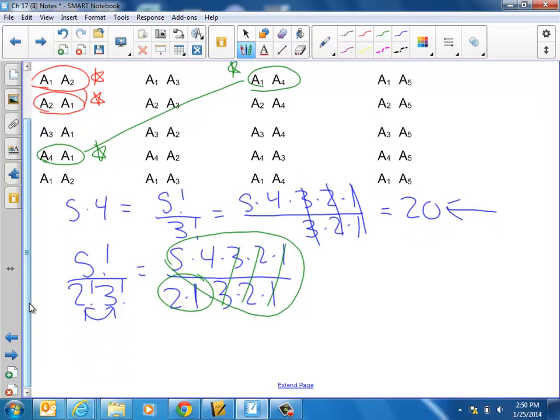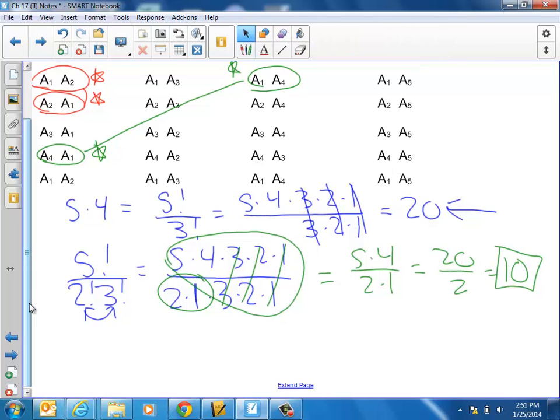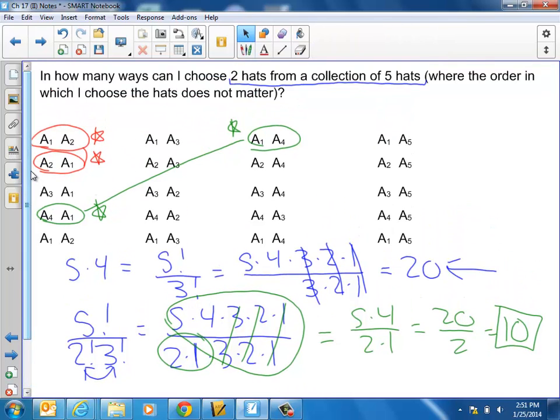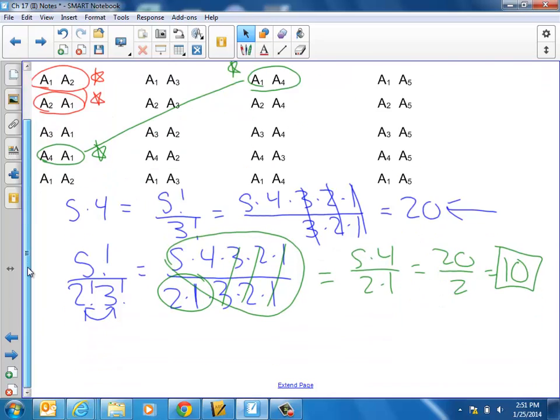So, how many different ways can I uniquely choose 2 hats of 5 in all? Well, that's 5 times 4 over 2 times 1, which is equal to 20 over 2, which is 10. There are 10 different ways that I can uniquely choose 2 different hats of the 5. Okay, that leads us to the combination equation.